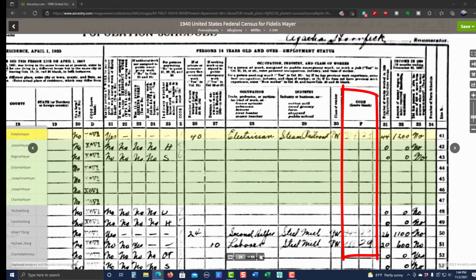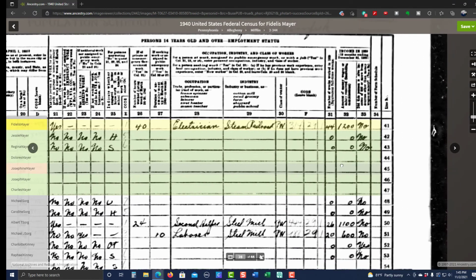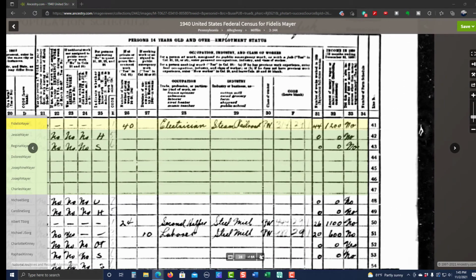Okay, now they have these codes here that the Census Bureau does themselves. You can see it tells the enumerator to leave it blank. So they do something back in either Washington, D.C. or the supervisor of the supervisor district would fill that out. Not sure which.